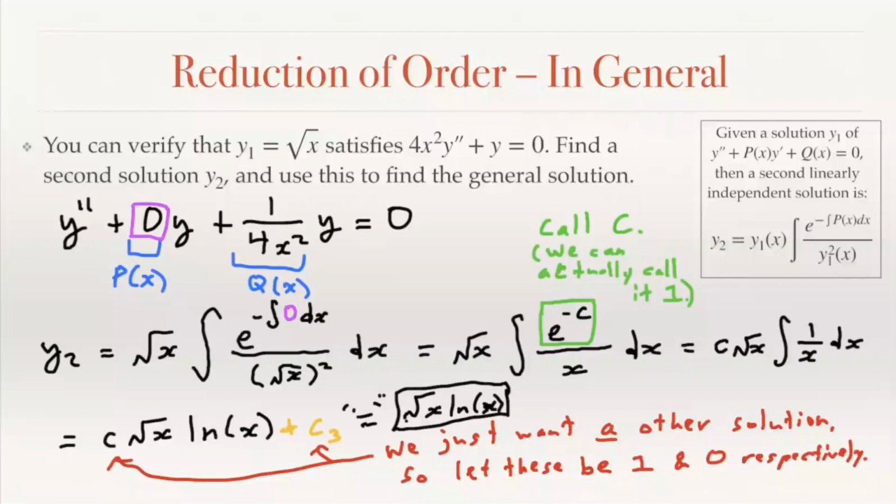And I want to emphasize this is something that you can always do. When you wind up with arbitrary constants in the process of finding your other solution, you can let them be whatever you want so long as you don't abolish your other solution. So we let it be these, and that made it so that we got a y2 that is not trivial in the sense of not being 0, and that's a solution that is not square root of x.